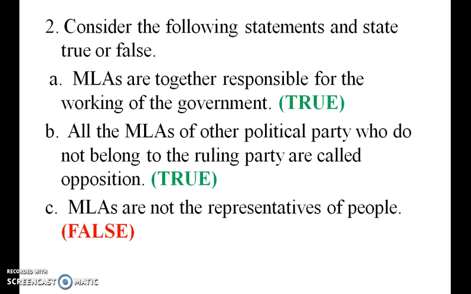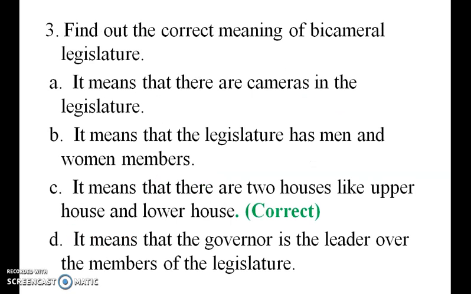Okay. Consider the following statements and state true or false. MLAs are together responsible for the working of the government. True. All MLAs of other political parties who do not belong to the ruling party are called opposition. That is also true. MLAs are not representatives of people. That is false. So, they are representatives. So, that is false.